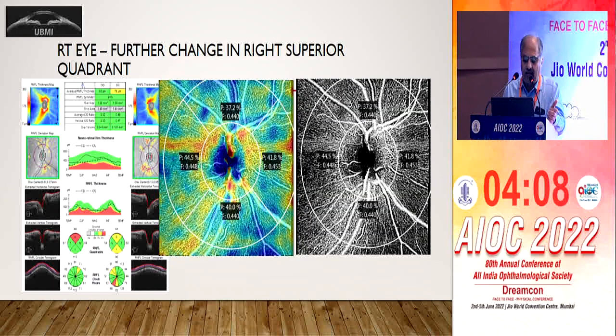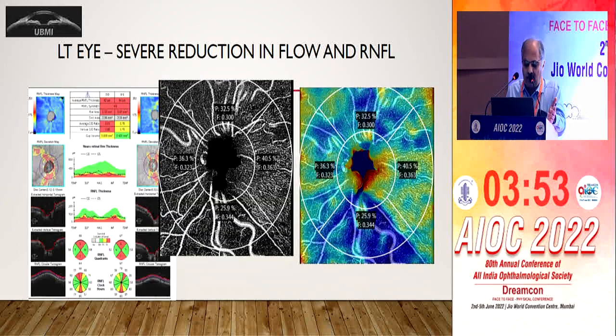Same patient, the other eye, you can see that there is a significant superior loss on OCT, and you look at the values here on the superior side, 37.2, whereas it is 40 on the lower side. Okay, so there is one more addition to our armamentarium.